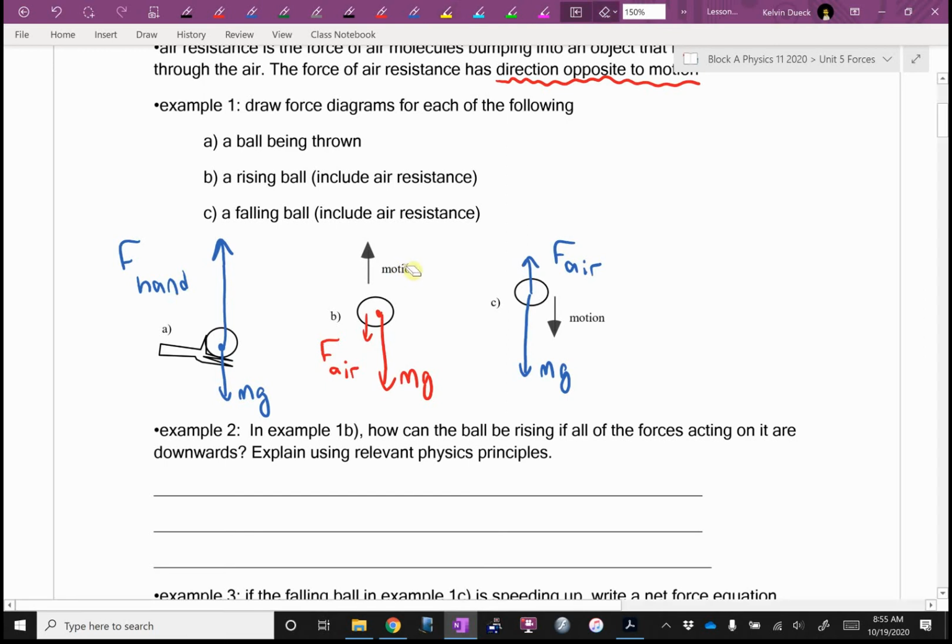Is it speeding up or slowing down in part B? So which way is it accelerating in part B? Down. Look at my free body diagram. Can that accelerate down? Absolutely. I have two unbalanced forces pointing down. That will accelerate down. We're not violating any laws of the universe. Okay?